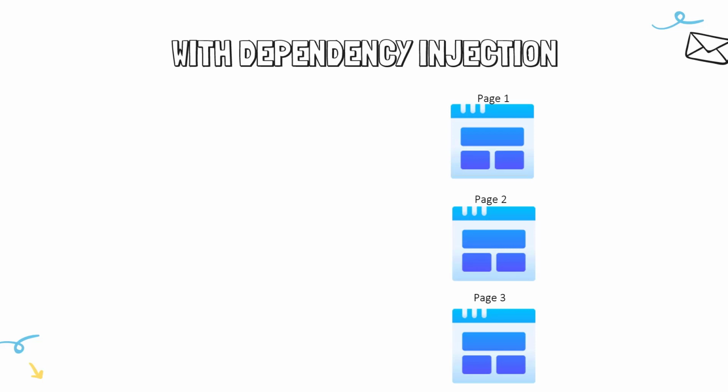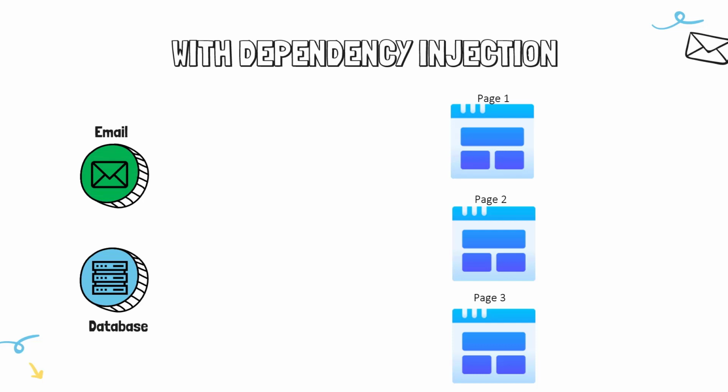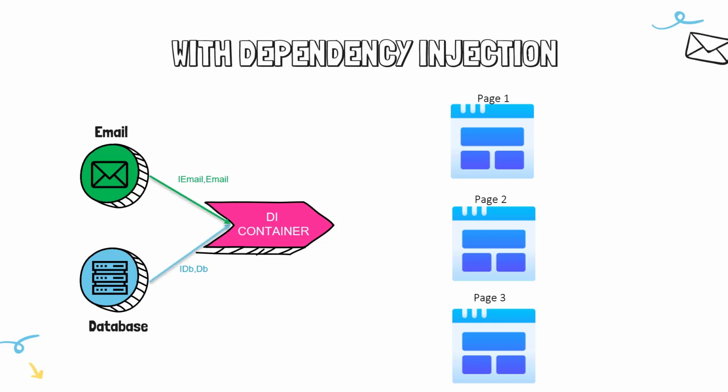First, let me show how this scenario would look like. Again, we will have the 3 pages, and we will have email and database functionality. These are the common things that we had before as well. But now we will have something special, which is dependency injection container. So as you can see, we have got our dependency injection container that will have an IEmail and an IDB interface and its implementation. So inside our container, we have the implementation of the IEmail interface and the IDB interface.